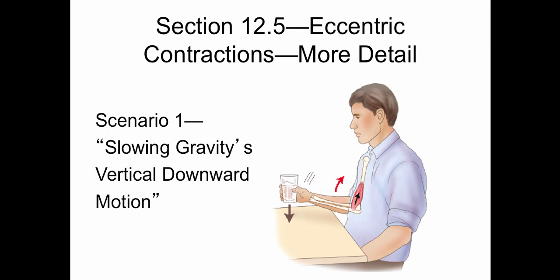In this illustration, a person is lowering a glass of water. The flexor muscles of the forearm at the elbow joint must contract to oppose the elbow joint extension force that is being caused by gravity. Without control of the muscular system, the glass would come crashing down to the table and break.